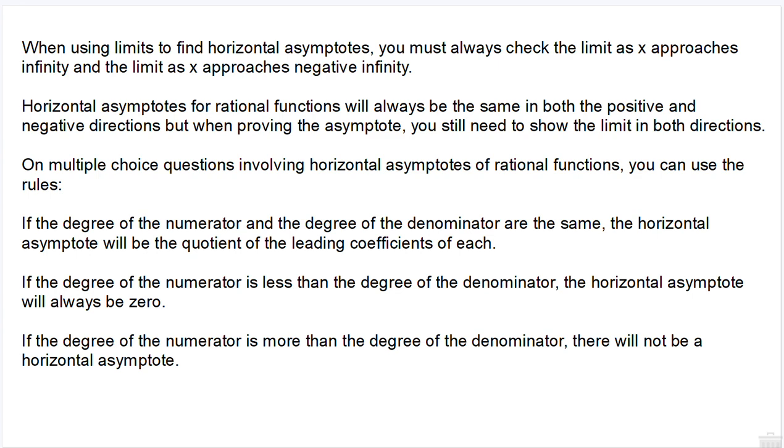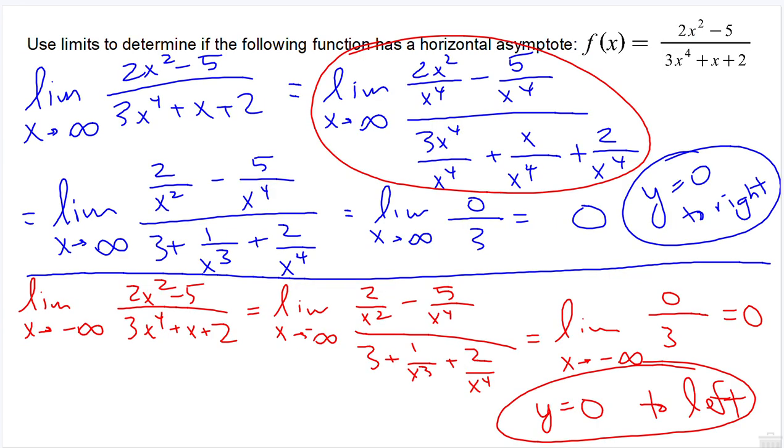Second rule here is if the degree of the numerator is less than the degree of the denominator, then the horizontal asymptote for a rational function will always be 0. So let's see here if we can find that one. I think this is that one. So the degree of our numerator was 2. The degree of our denominator was 4. So degree of numerator less than the degree of denominator, we ended up with y equals 0.